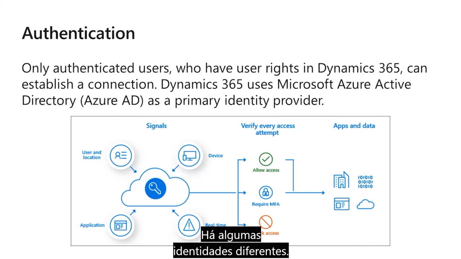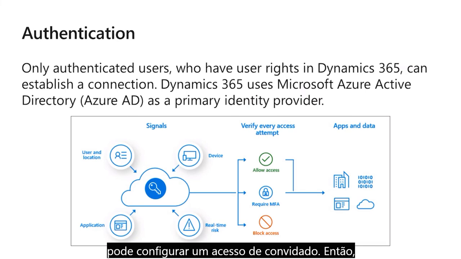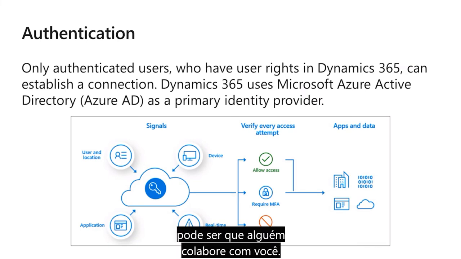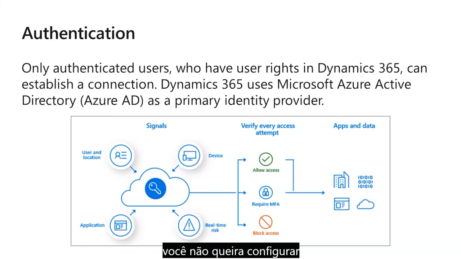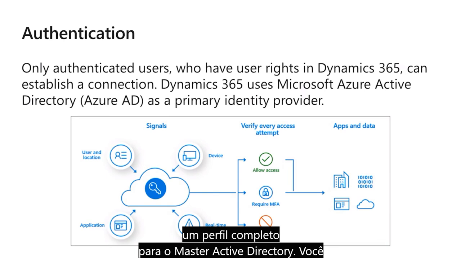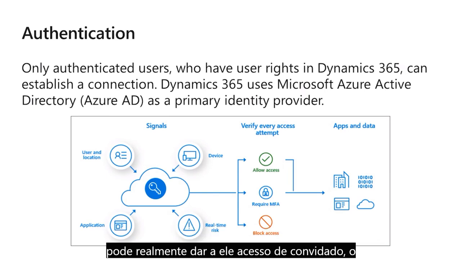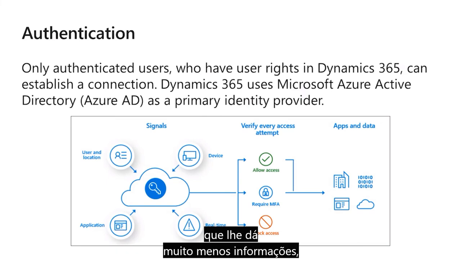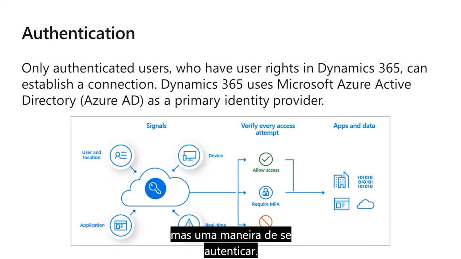So there are a couple different identities. For example, you can set up a guest access. So this might be someone who you're having collaborate with you. Maybe it's a vendor or a partner who you don't want to set up a full profile for in Azure Active Directory. You can actually give them a guest access, which gives them far less information, but it gives them basically a way to authenticate themselves.